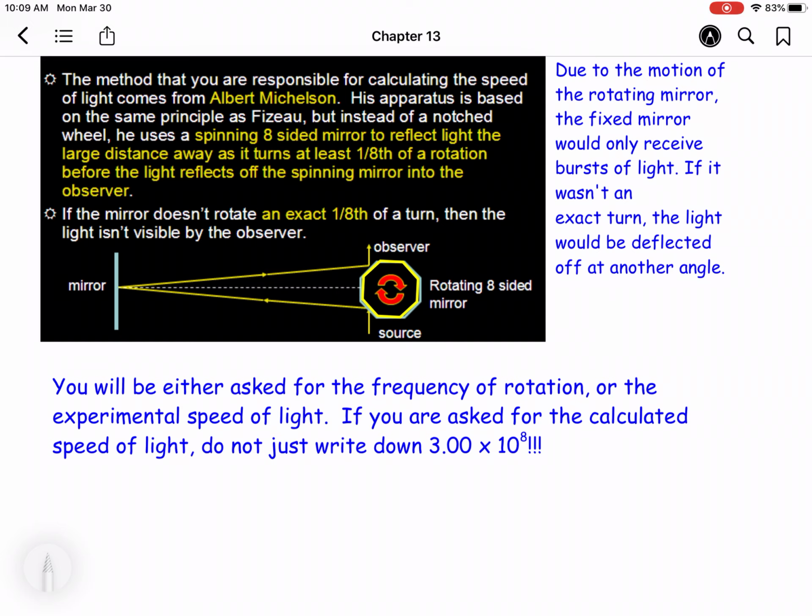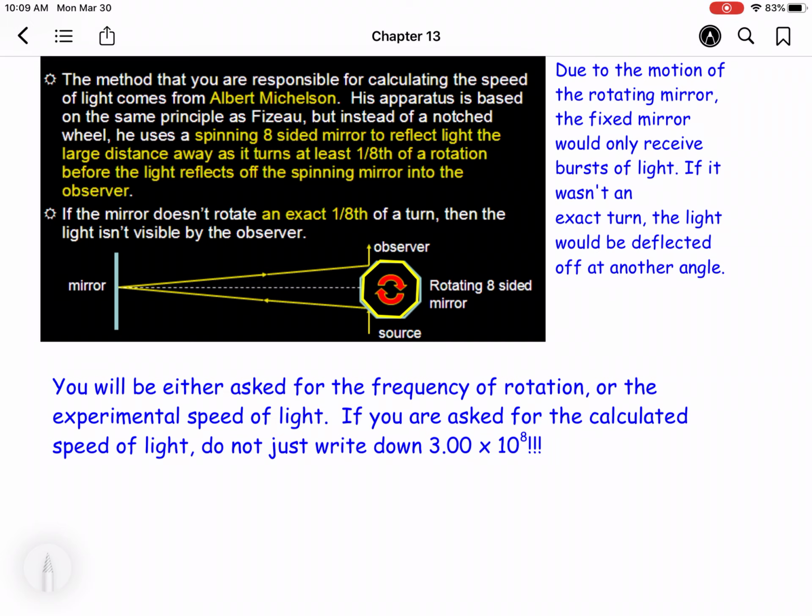Once you get it at the right speed, the observer would see a burst of light, then a burst of light, then another, because one hits, comes down, and hits him in the eye, then another one does the same. If the mirror is rotating too slow or too fast, the observer wouldn't see any light. But once you got the right speed, then you would. Now you could actually get it going too fast as well. But he basically came out with a value very close to 3 times 10 to the 8.